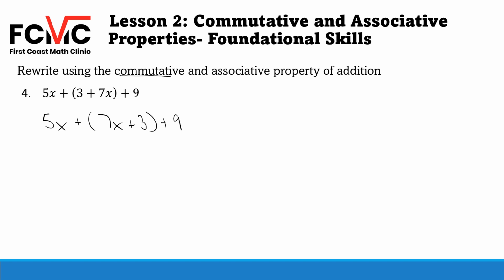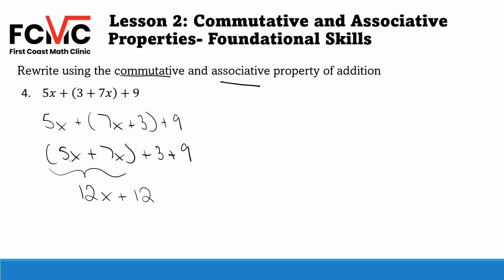Now I'll use our associative property and change our parentheses. So 5x plus 7x in parentheses plus 3 plus 9. So now let's add the 5x and 7x. So these are our like terms. We'll get 12x plus 12. And that's our simplified expression using our commutative and associative properties of addition.